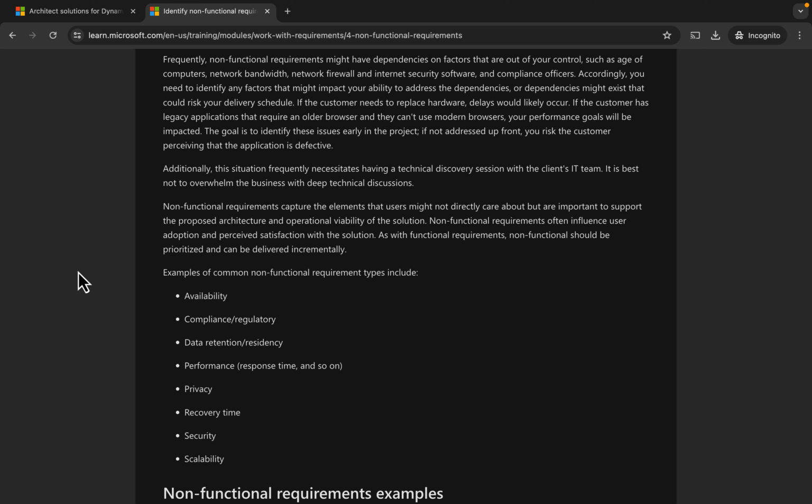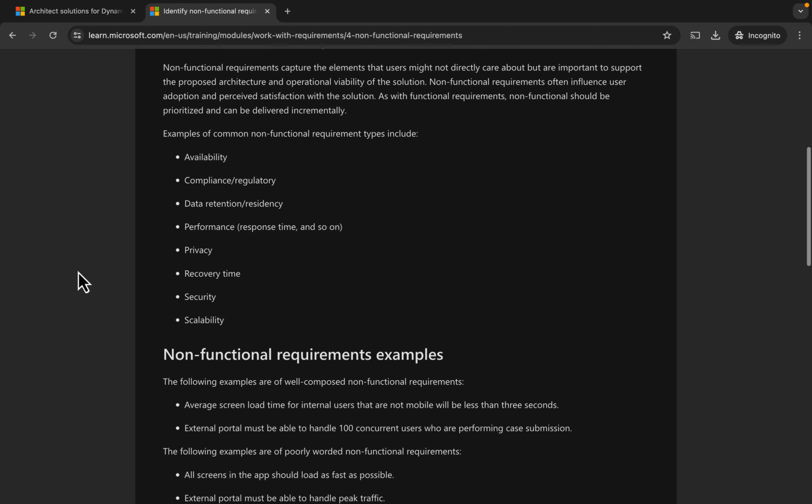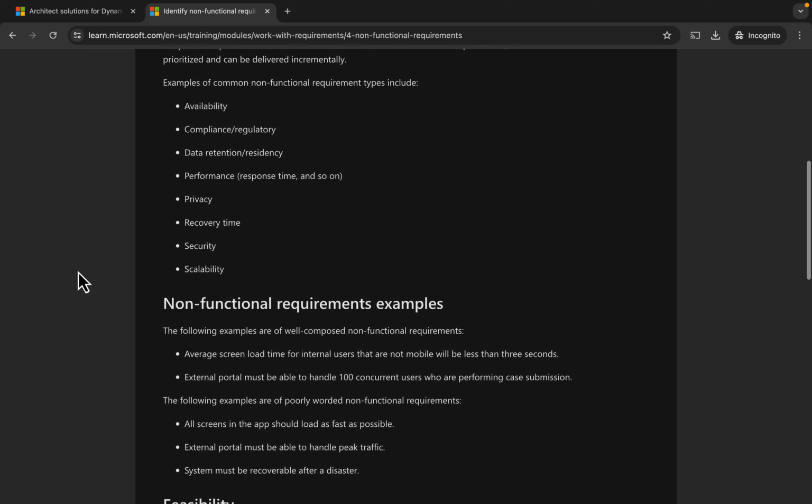If not addressed up front, you risk the customer perceiving that the application is defective. Additionally, this situation frequently necessitates having a technical discovery session with the client's IT team. It is best not to overwhelm the business with deep technical discussions. Non-functional requirements capture the elements that users might not directly care about, but are important to support the proposed architecture and operational viability of the solution. Non-functional requirements often influence user adoption and perceived satisfaction with the solution. As with functional requirements, non-functional should be prioritized and can be delivered incrementally.